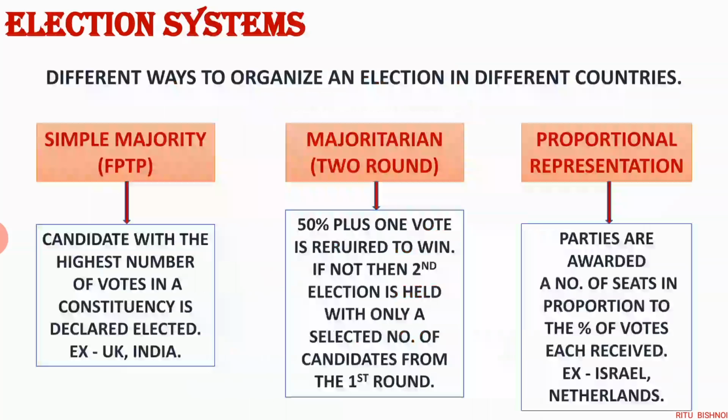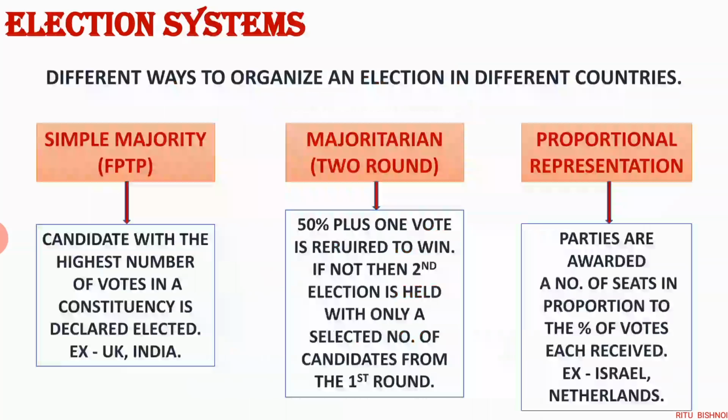There are different ways to organize an election. Different countries use different voting systems. There are generally three types of election systems. First, the simple majority system, otherwise known as the first past the post system. It is an electoral system in which the candidate with the highest number of votes is declared elected. As in India, we elect the members of Lok Sabha through this system.